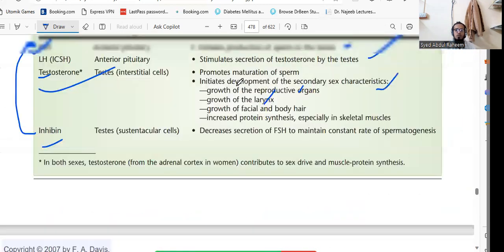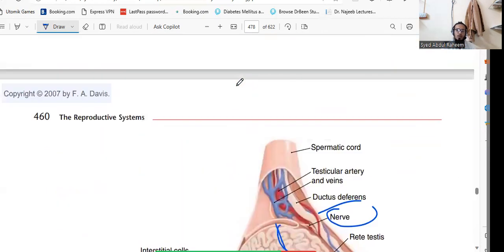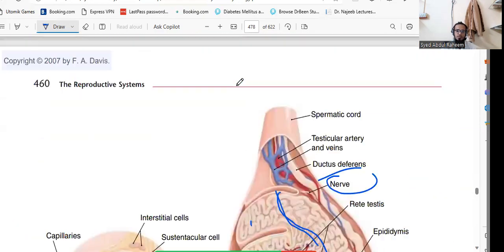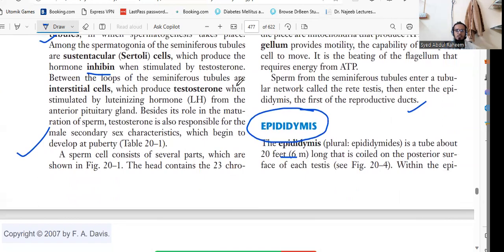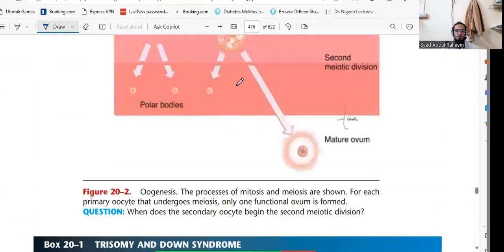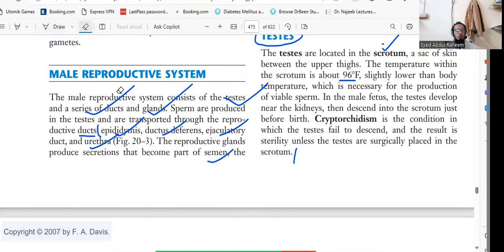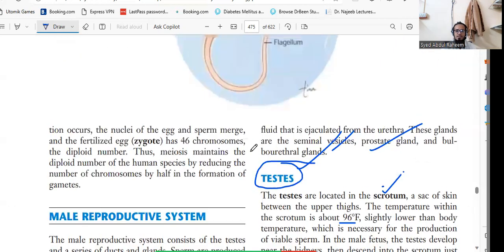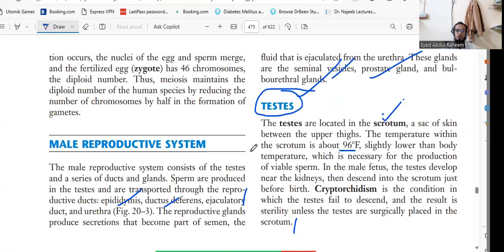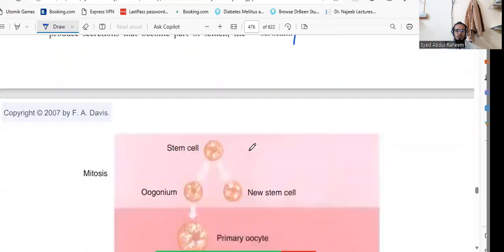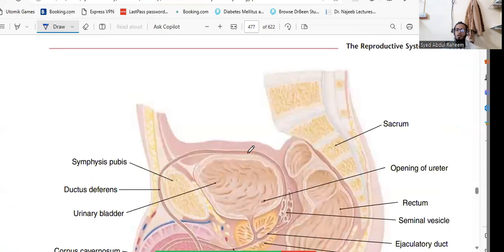So this is all about how the sperm is formed, where the sperm is formed, and what ducts and glands are required. Here there are three things we need to understand and remember: reproductive organs, reproductive glands, and reproductive ducts. The ducts are the epididymis, ductus deferens, ejaculatory duct, and urethra. The glands are the bulbourethral glands, the prostate gland, and the seminal vesicle. And the testes are the production house.